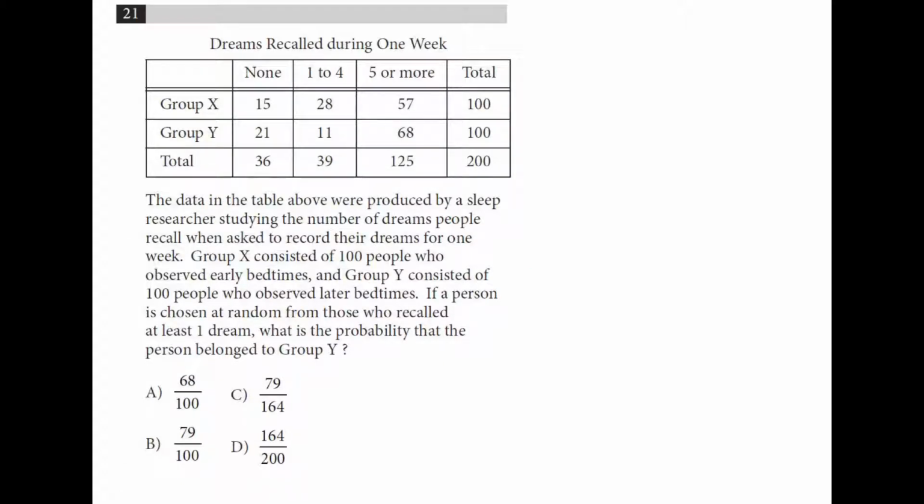Number 21. The data in the table above were produced by a sleep researcher studying the number of dreams people recall when asked to record their dreams for 1 week. Group X consisted of 100 people who observed early bedtimes, and Group Y consisted of 100 people who observed later bedtimes. If a person is chosen at random from those who recalled at least one dream, what is the probability that the person belonged to group Y?